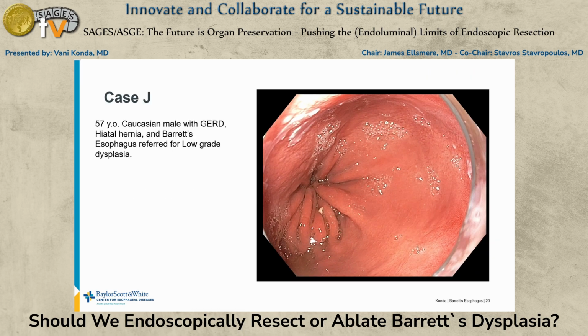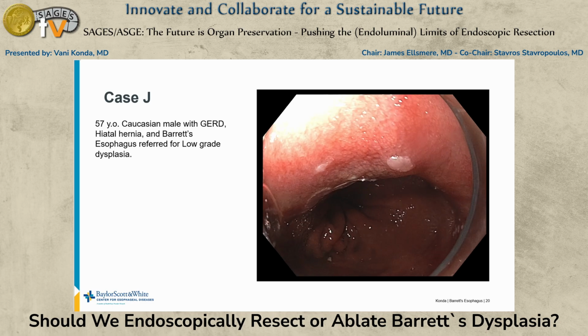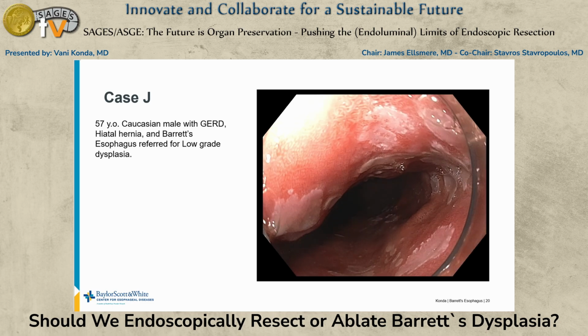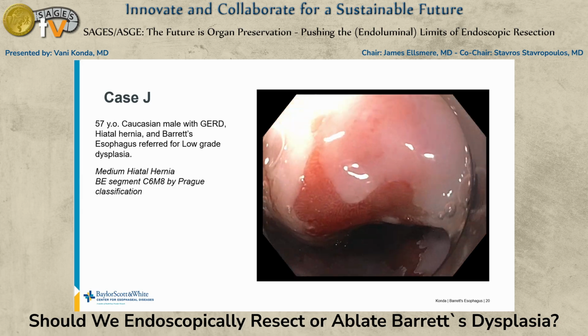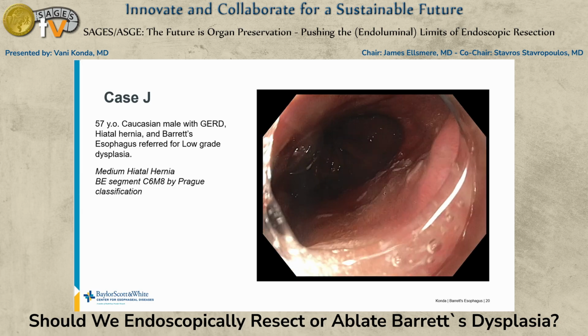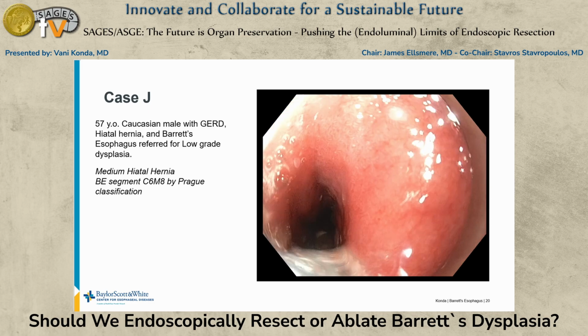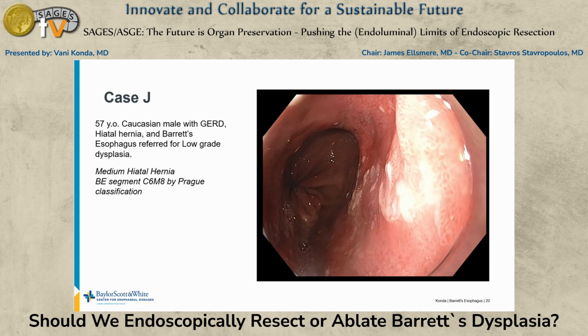Here is a case where we have a gentleman who had reflux, hiatal hernia, and Barrett's esophagus, and he was found to have low-grade dysplasia on a surveillance examination. We can appreciate by this endoscopic examination that he has a medium-sized hiatal hernia and a Barrett segment that we would classify as a C6 M8 by Prague classification in terms of talking about the length.